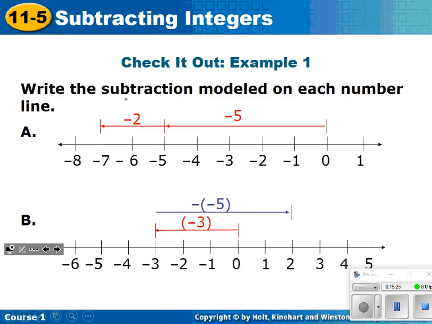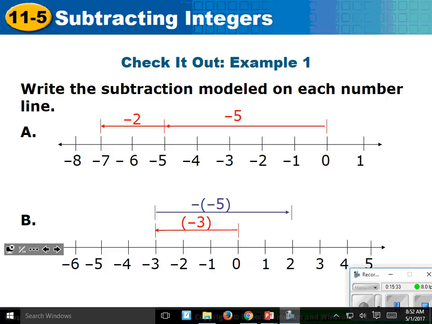Whiteboards. Give me the first one. Good. Okay. Now remember for this one, it was negative 5 minus 2 because we moved back to the left. This one, it's negative 3 minus a negative 5 because we moved back to the right. Okay?